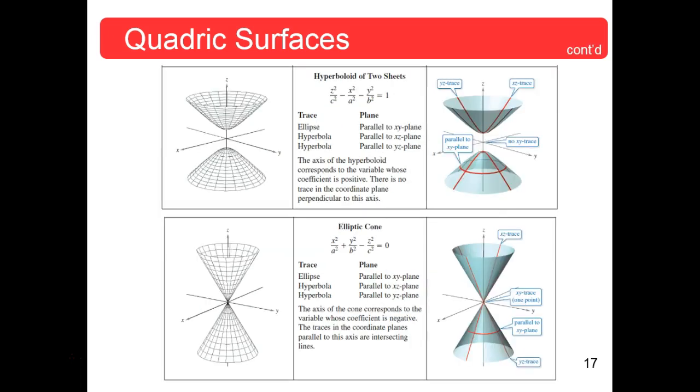What does a hyperboloid of two sheets look like? Well, then you have one positive and two negatives. Now let's wipe out the y here. Here you have a hyperbola. Wipe out the x, or that equals 0. There you have a hyperbola.